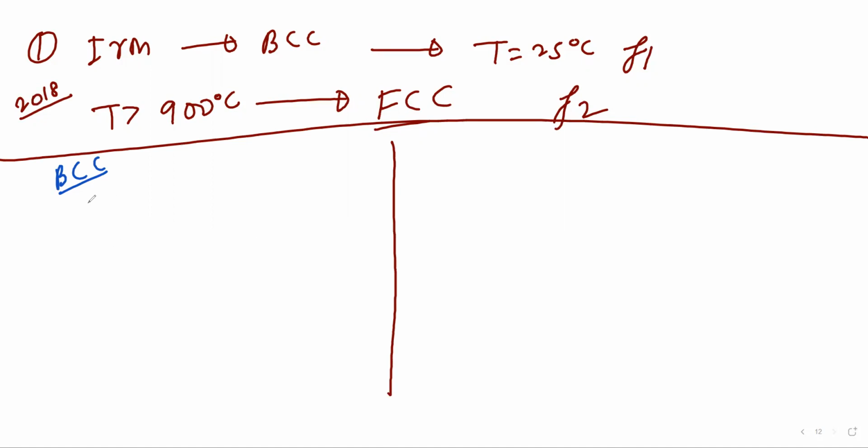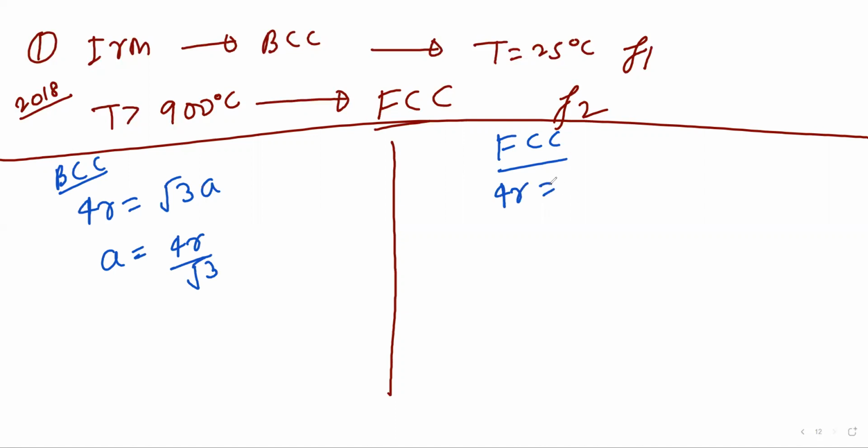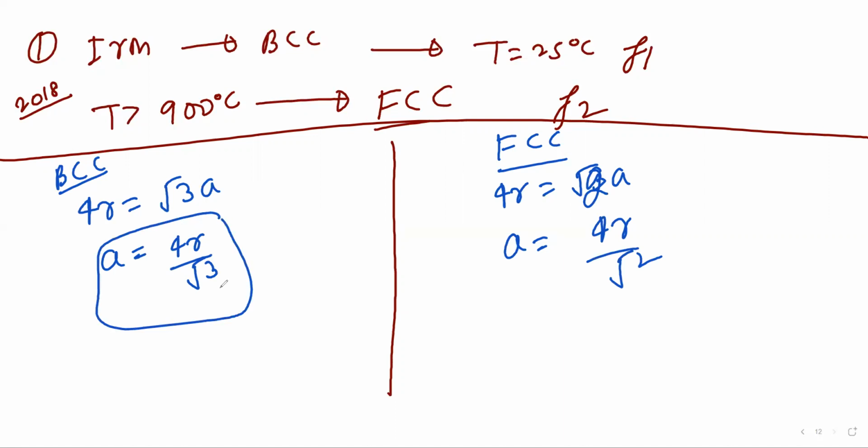So for BCC the relation is 4R equal to root 3 A, so A equals 4R by root 3. And for face centered cubic, 4R equal to root 2 A. So what will be the A here? It will be 4R by root 2. And here it is A equal to 4R by root 3.